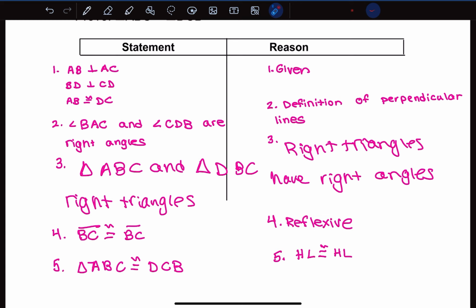It's like showing your card saying, hey, look, I've got right triangles. I'm good to use this theorem now. Now the last piece is that BC is congruent to BC because this gives us our hypotenuse. Our leg was given to us, so our triangles are congruent.